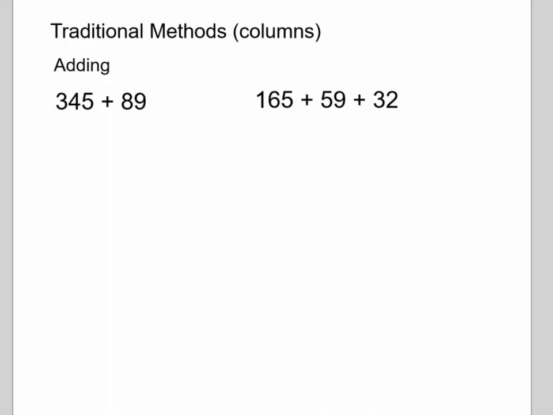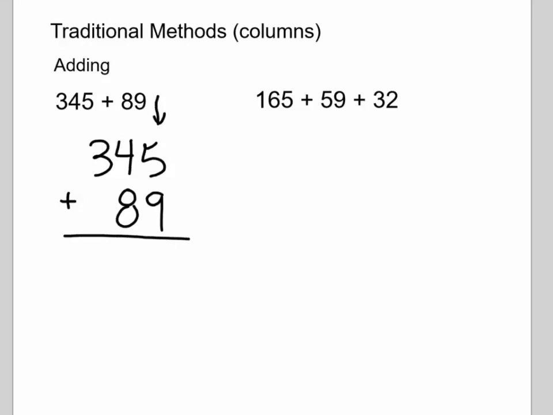Traditional methods or columns. Most of the time you'll probably see something like this. Okay, and it's very similar to the technique I just showed you. It just has a different bookkeeping strategy. So if we add up the ones, 5 plus 9 is 14. Well, we could write it like this. Okay, that's one method you may have been shown.